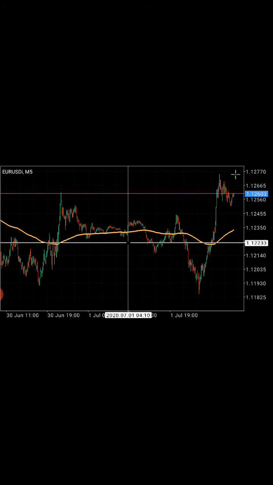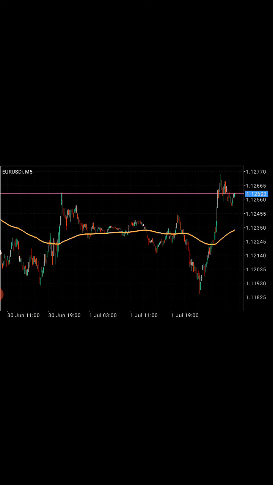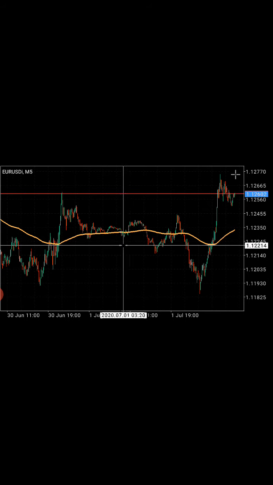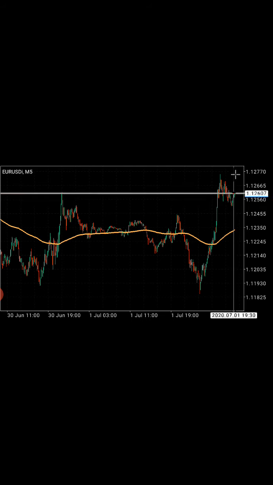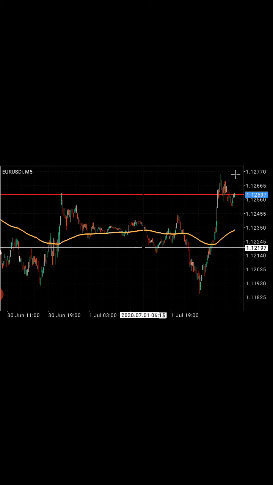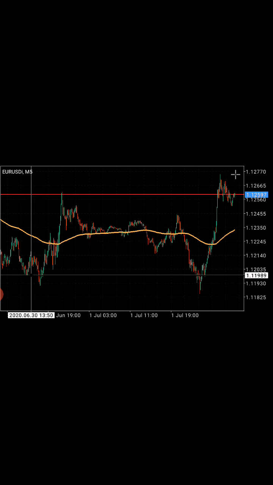The strategy that I'm going to teach you guys today is the moving average sell and buy trade strategy. If price is above the moving average, you see how it's above here, you want to only take sell trades. When price is below the moving average, you want to only take buy trades.